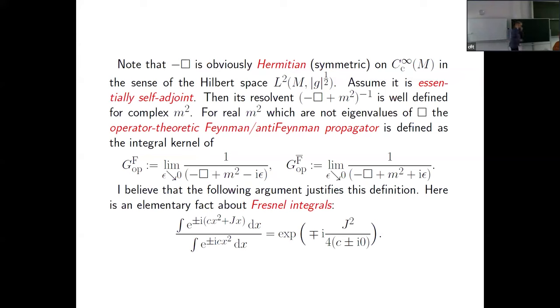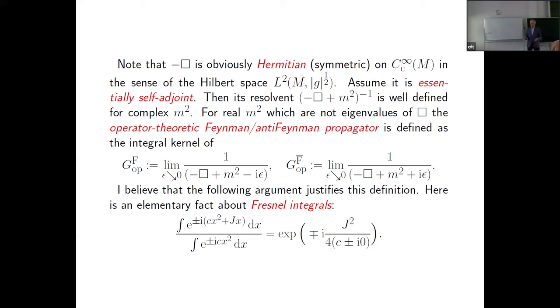Now, what about the Feynman property? This is much less clear, so let's propose one generalization. The first fact is that the D'Alembertian is obviously Hermitian on functions on the space-time, in the sense of the Hilbert space L squared with the natural density. Now, this is not a space of a quantum mechanical system. This is some mathematical object.